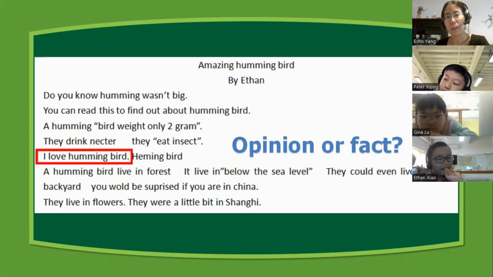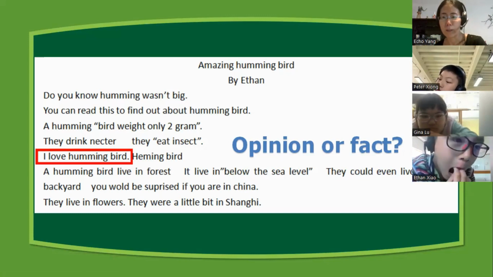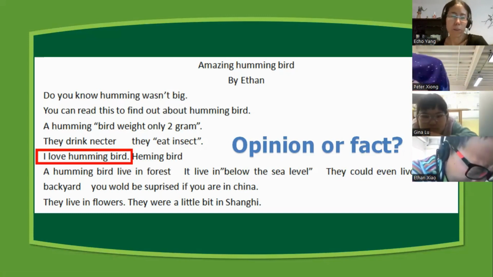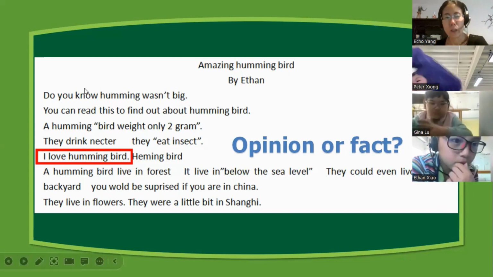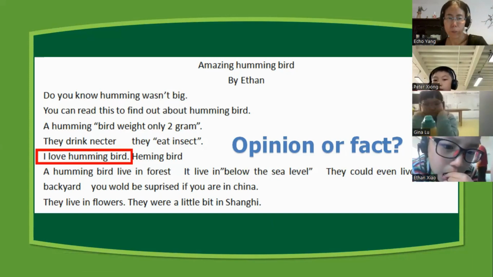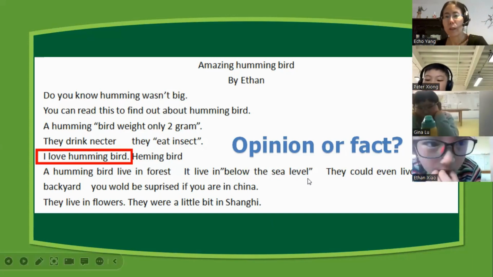You know, a research report is about facts about the animals, right? So if you want to include an opinion, you can put it in the introduction part. You can write, my favorite animal is, I love hummingbirds. So you can include it in the introduction or in the conclusion part, but you don't have to. You don't need to include the opinion in the middle of the research report because we need to use facts.